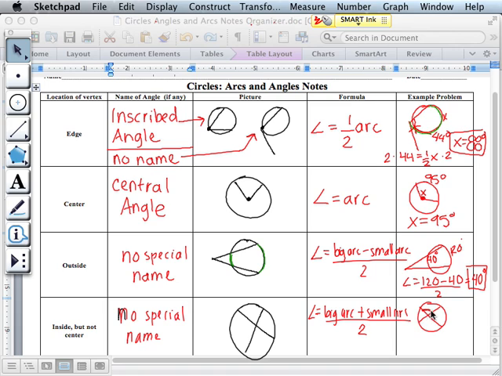So here's my example, crisscross. I want to find this angle here. And I know this is 70, and I know this is 20. So I know that my angle equals 70 degrees plus 20 degrees divided by 2. Well, that's 90 divided by 2, so that's 45 degrees. And that would be the measure of my angle here.